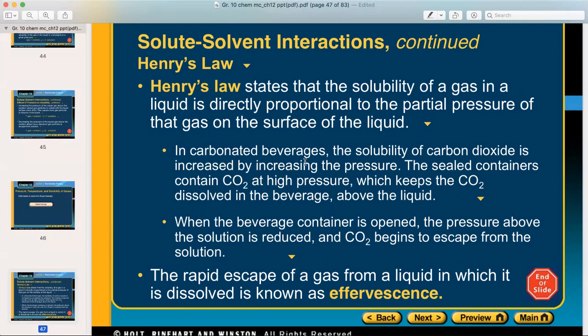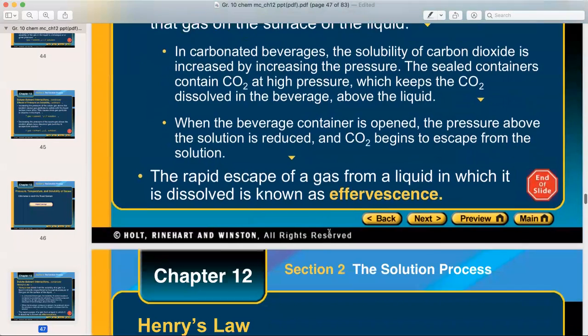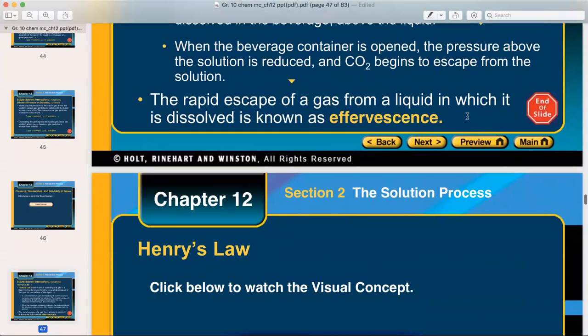Look here. In carbonated beverages, the solubility of carbon dioxide is increased by increasing the pressure. In all carbonated beverages and soft drinks which have carbon dioxide gas, the solubility of carbon dioxide is increased by increasing the pressure. The sealed containers contain CO2 at high pressure, which keeps the CO2 dissolved in the beverage. The rapid escape of a gas from a liquid in which it is dissolved is known as effervescence.